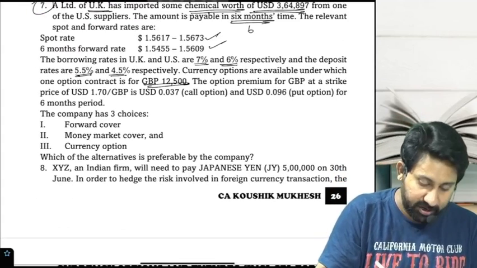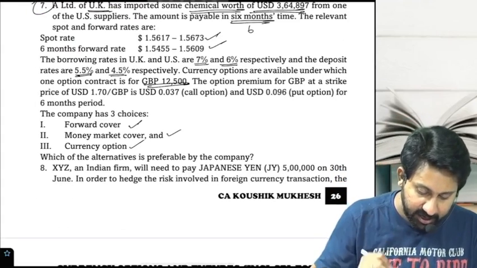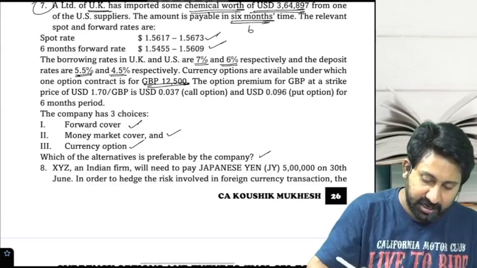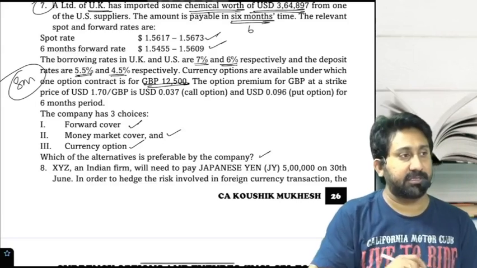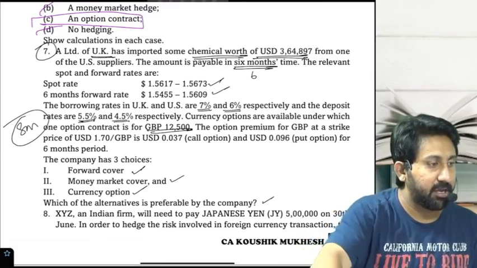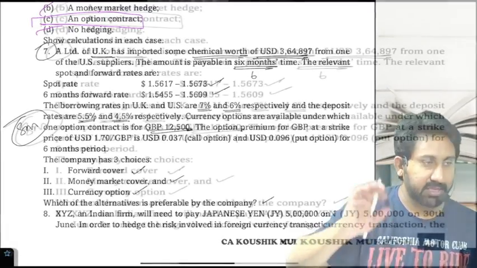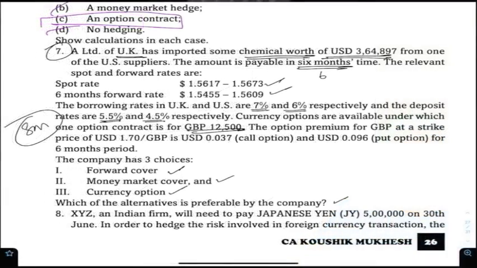3 choices. One is a forward, another one is money market, third one is a currency option. Which alternative is preferable? 8 marks. First read the question carefully before we go with the solution. Success will be there only in reading the question.